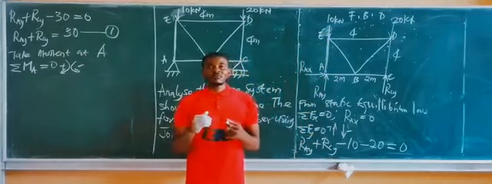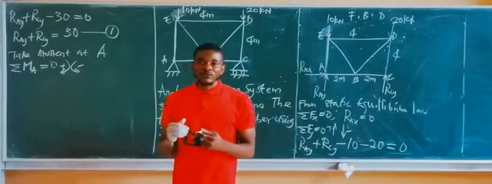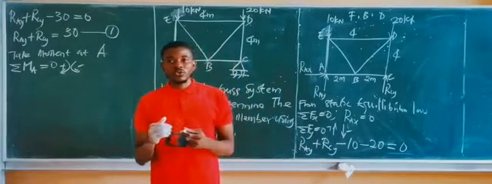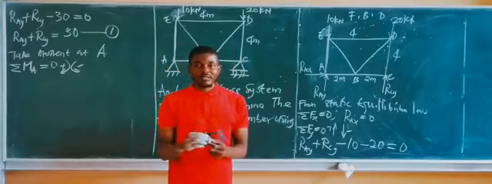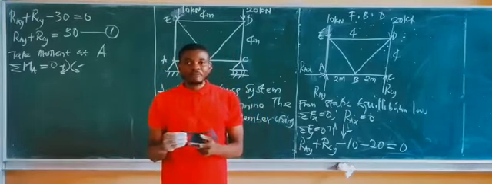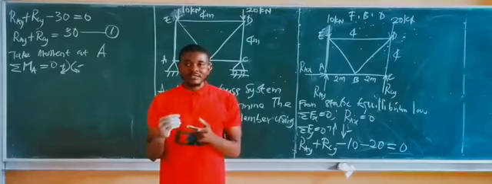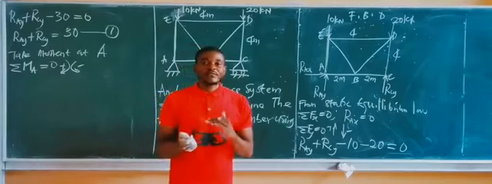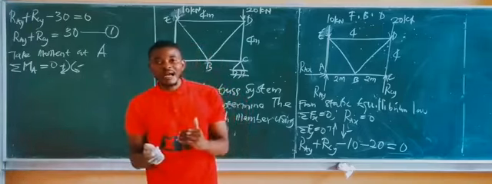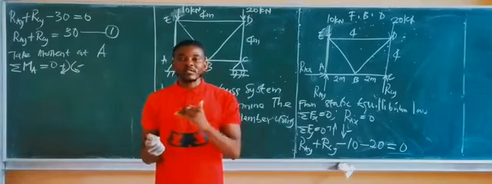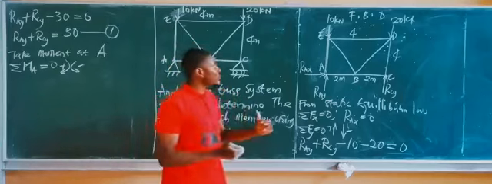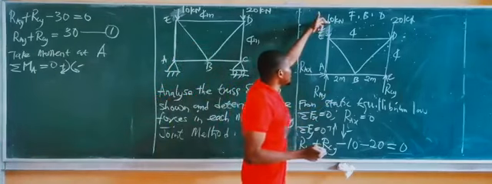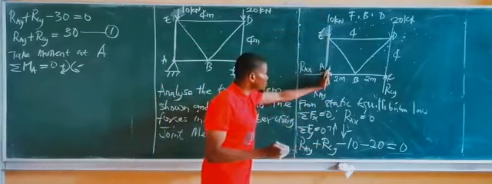I've always said that moment is the product of force and the perpendicular distance from the line of action of the force to the point of moment. So the line of action of the force and the distance must be at 90 degrees. So I already said that if a force lies on the same line as the distance, then the moment of that force about that point is 0. This force, currently, is on the same line as the distance of moment.